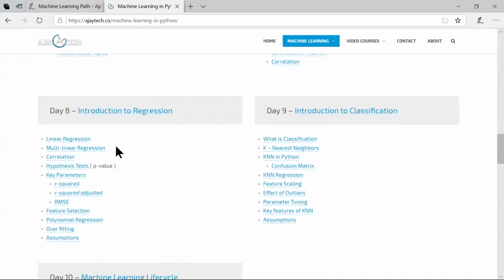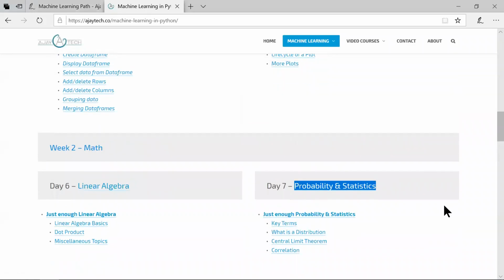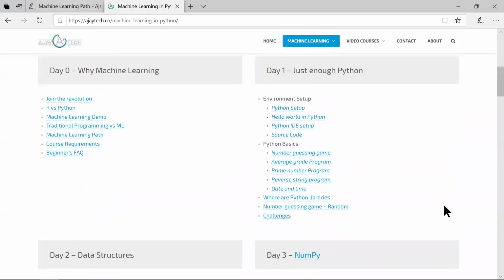And then we start with the actual algorithms on day 8. Now, the way these days are designed, day 1, day 2, day 3, these are designed for a person who has some understanding of Python already, okay? And then we start with day 1.